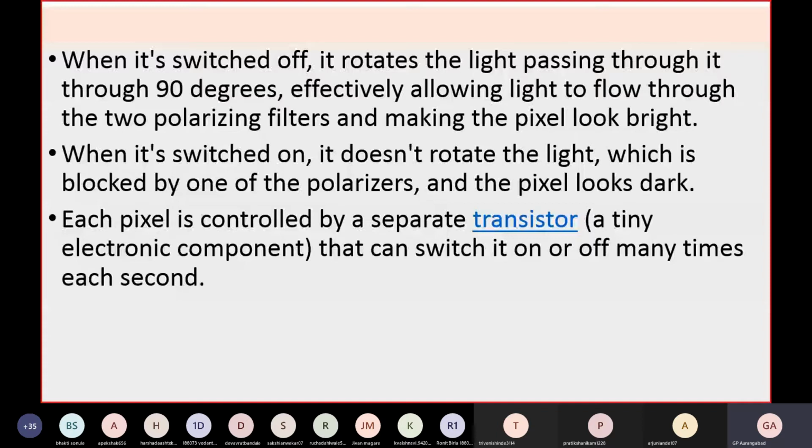When it is switched on, it doesn't rotate the light, which is blocked by one of the polarizers, and the pixel looks dark. Remember, each pixel is controlled by a separate transistor. Later on, I'll show you the construction of a transistor, that is, the passive matrix display and active matrix display. But remember, each pixel is controlled by a separate transistor.